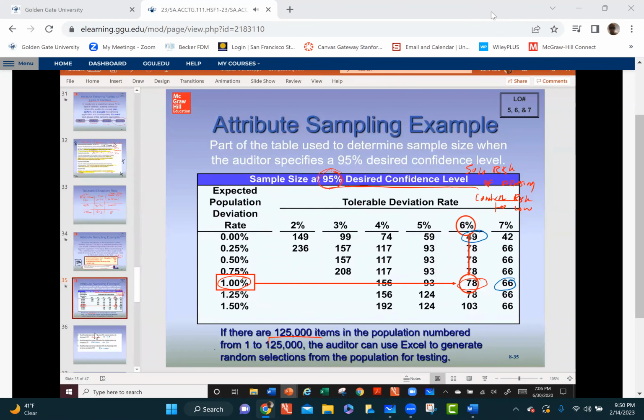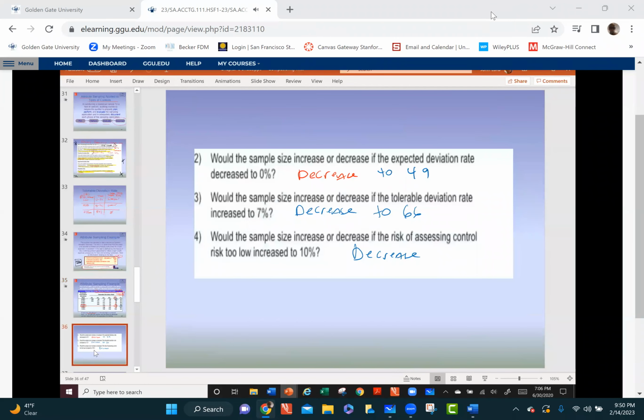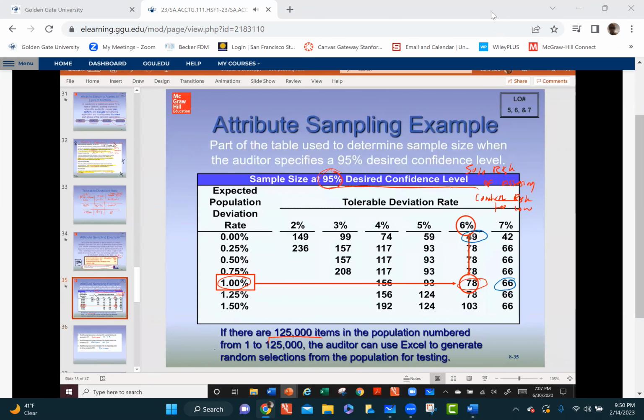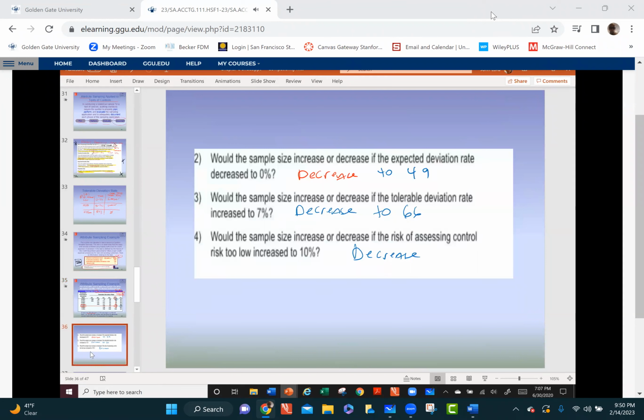Okay, now just completing this exercise here. Would sample size increase or decrease if the risk of assessing control risk too low increased to 10%? Now, I can't go back to this table to verify, but what I can tell you is if your risk of assessing control risk too low went from 5% to 10%, you're willing to take more risk. Inverse relationship, and I can tell you that on the 90% confidence level table, all the numbers are smaller. I can't show you on this table. I'm just telling you, all the numbers are smaller because what am I doing? I'm accepting more risk. Okay.